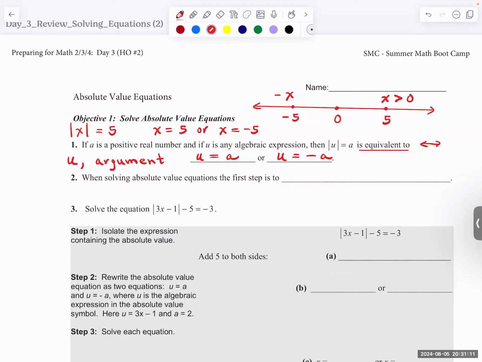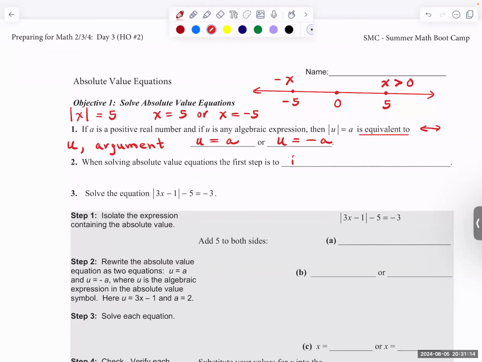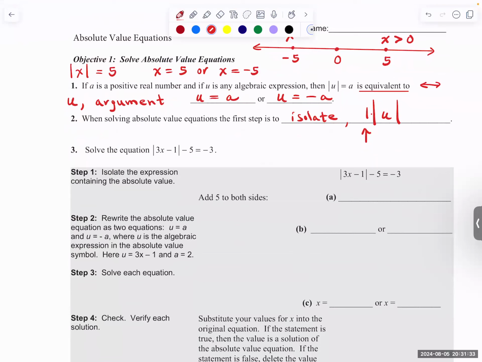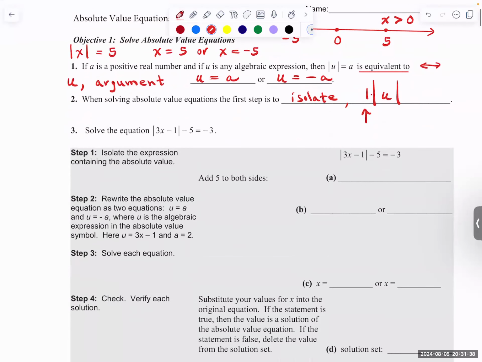Number 2, when solving absolute value equations, the first step is to isolate the absolute value term and have a coefficient of +1. Number 3, solve the equation absolute value of argument or expression 3x minus 1, subtract 5 equals -3. Step 1, isolate the expression containing the absolute value. So we'll add 5 to both sides of the equation.